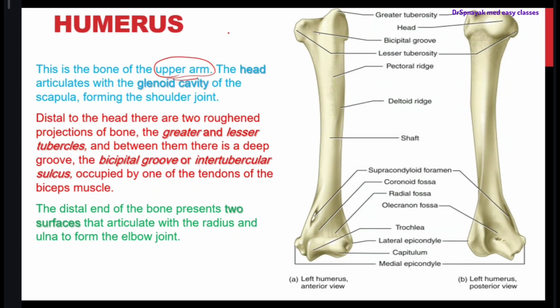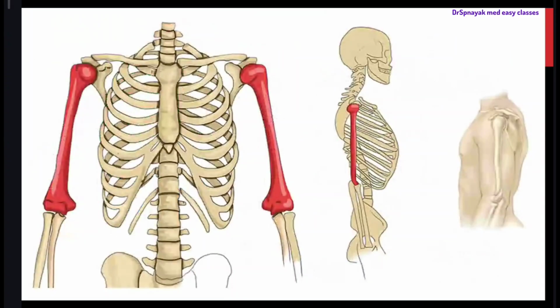See, humerus, radius, ulna, and all contain the upper limb. Upper limb is the total hand, with bones starting from the humerus, radius, ulna, and all. Upper arm means just the humerus. Okay, देखो यहाँ पे, I'll try to show you this one.